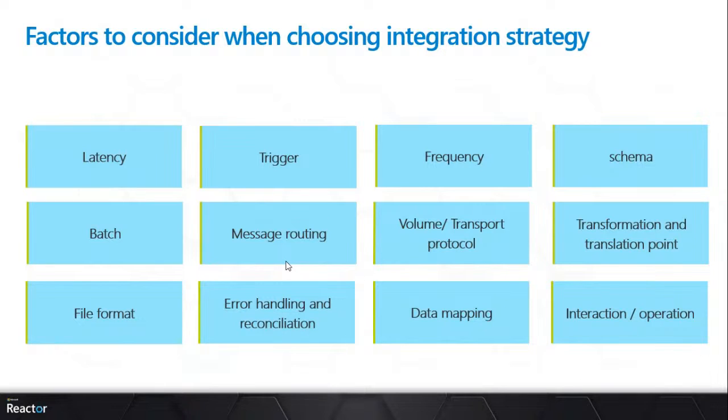Then we will talk about the next factor, which is message routing. In other words, is it point to point, right? Something like an ESB, enterprise service bus, which we have seen in a previous slide, like BizTalk, or is it more of a hub and spoke sort of mechanism, or some kind of message broker?